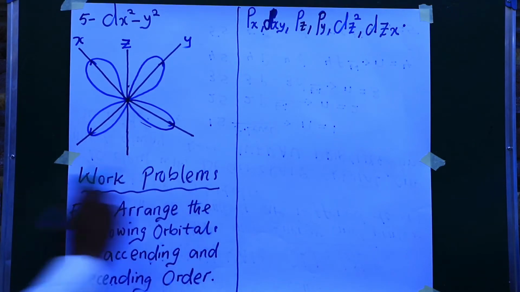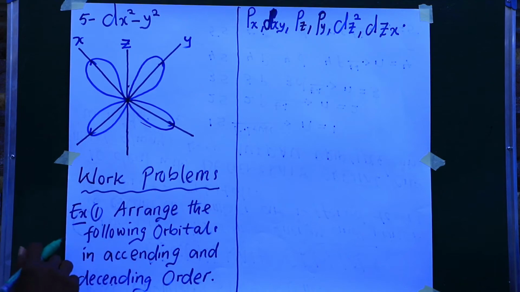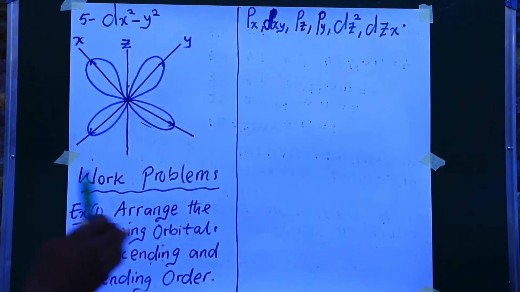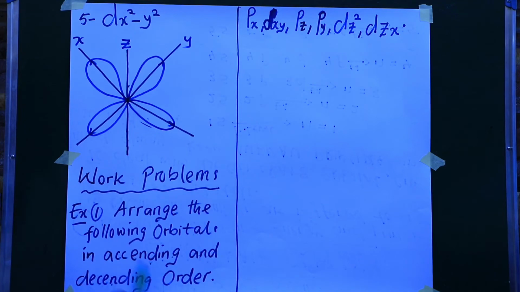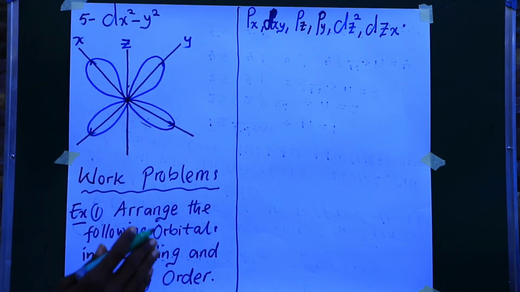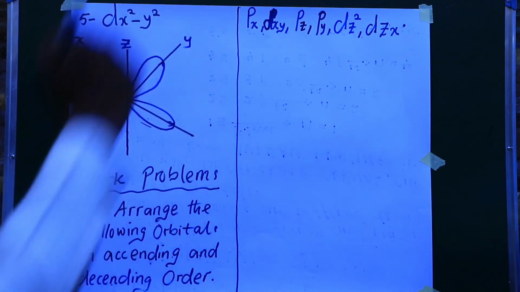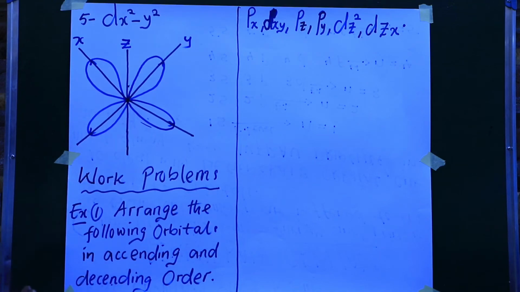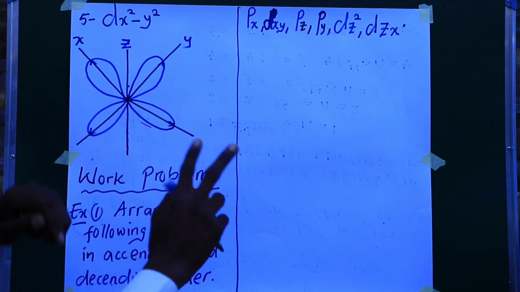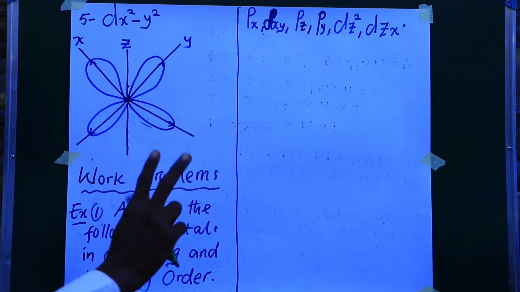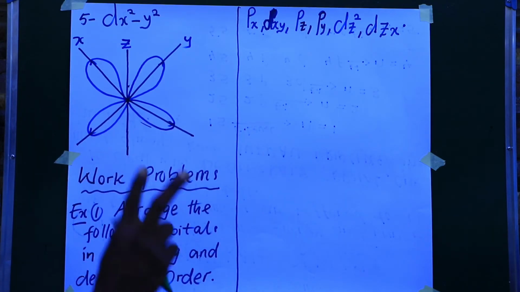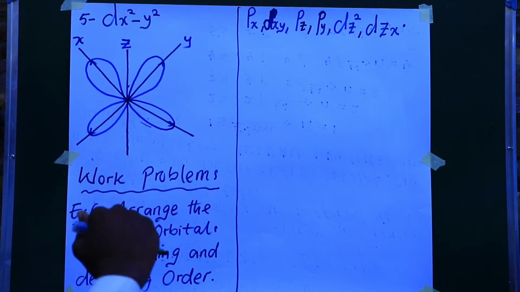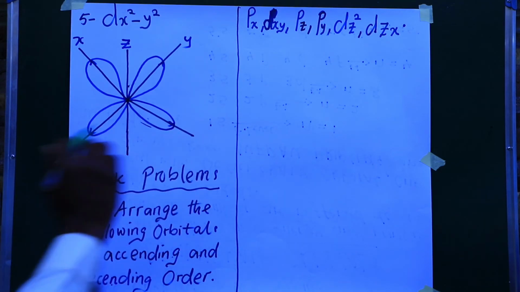Let's look at the work problems. Work problem number 1 says, arrange the following orbitals in ascending and descending order. When we say ascending order, we mean from the lowest orbital to the highest orbital. And when we say descending, we mean from the highest orbital to the lowest orbital. And these can be solved in two different ways. We can solve it by arrows showing the ascending or descending order, and we can solve it in arithmetic form, that is, in greater than or less than form.